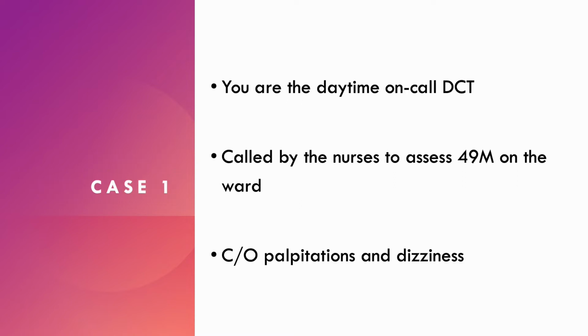So case 1. You're the daytime on-call DCT, and you're called by the nursing staff to assess a 49-year-old male who's on the ward. And this patient is complaining of palpitations and dizziness. So palpitations just mean they feel like their heart is beating out of their chest. So what other information do you think you would like to get over the phone?